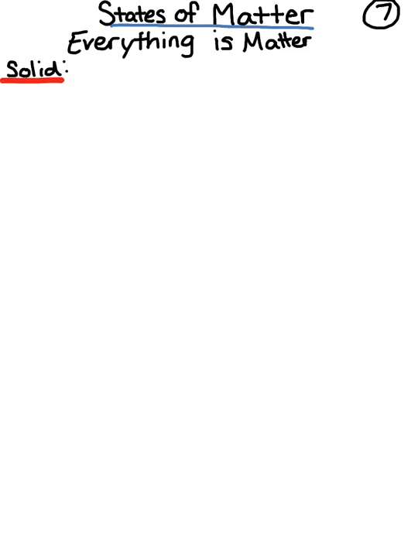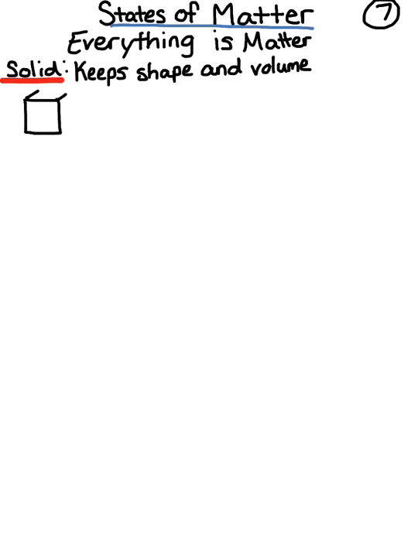For a solid, everything keeps its shape and its volume. We're going to draw a cube. It can be an ice cube. Really, you can draw any solid thing that you want. So I've got my cube drawn.